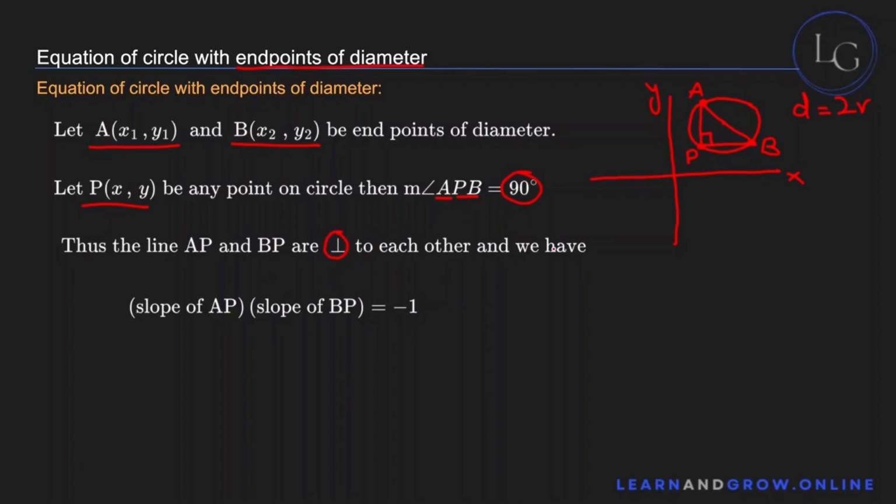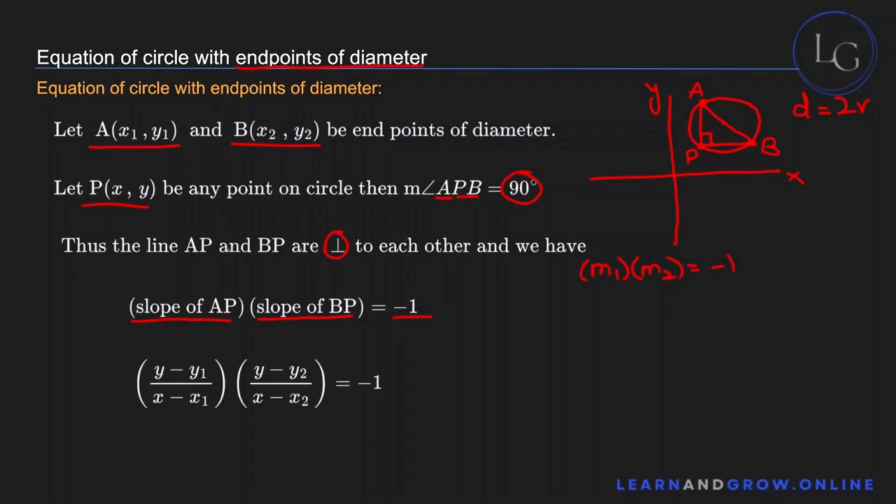And as you know, the formula is that when two lines are perpendicular to each other, then the product of the gradient of the first line and the second line is equal to -1. So the slope of AP and the slope of BP, slope is also called the gradient, this is equal to -1. So now you write down the formulas for the slopes of both lines, right?